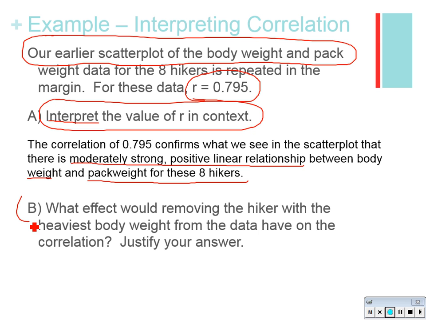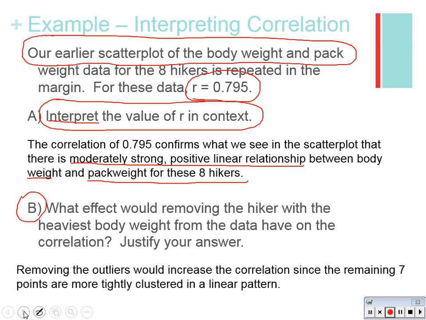Part B asks, what effect would removing the hiker with the heaviest body weight from the data have on the correlation? If you recall from when we talked about this scatter plot in the previous notes, we mentioned that the hiker with the heaviest body weight had a pack weight that didn't really seem to fit the pattern of the other points, and we said that data value could have represented an outlier. So if you remove that point, it would make the pattern fit an even more tightly clustered linear pattern. So removing the outlier would increase the correlation.